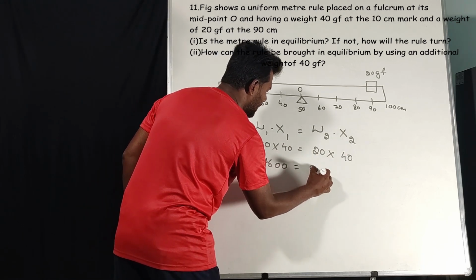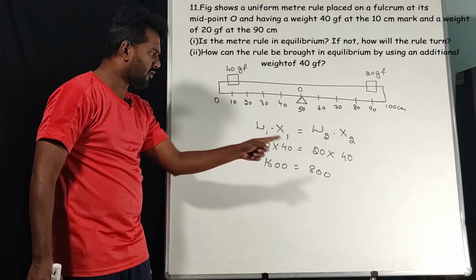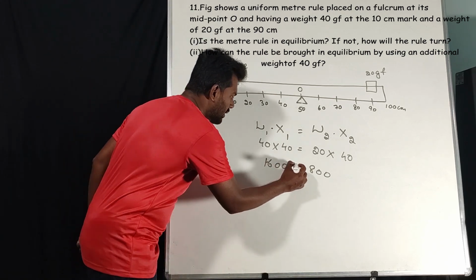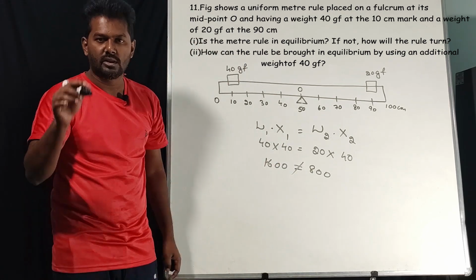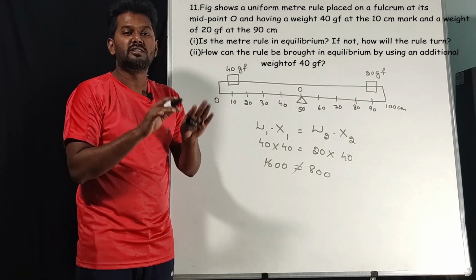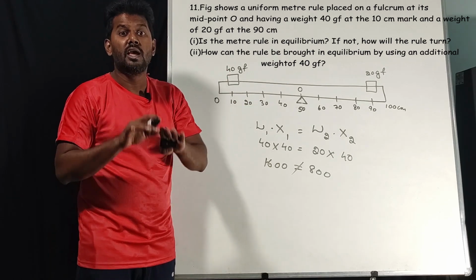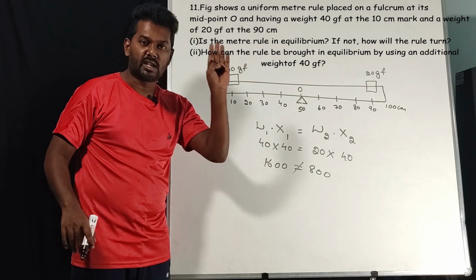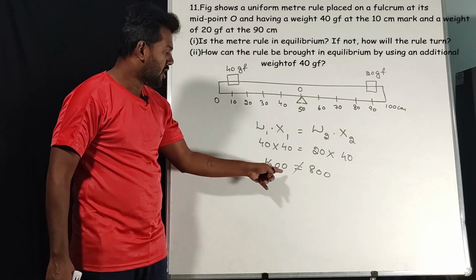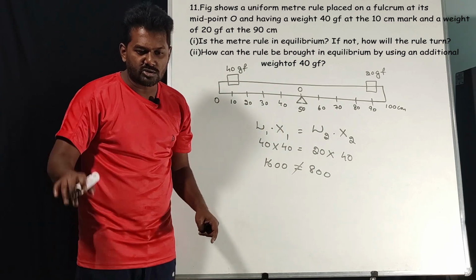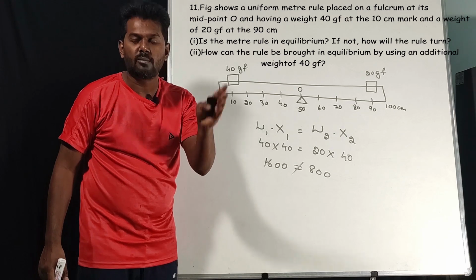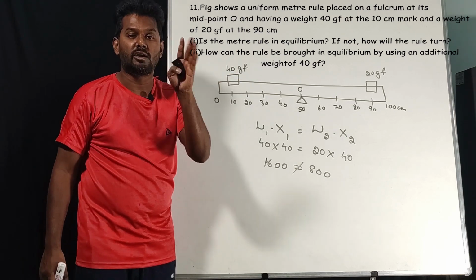4 2s are 800. So do you think these two values are equal? No, these two values are not equal. So it means the ruler is not in equilibrium. If these two values are equal, then it is in equilibrium. Now it is not equal. So what is the question? Is the meter rule in equilibrium? No, it is not in equilibrium.